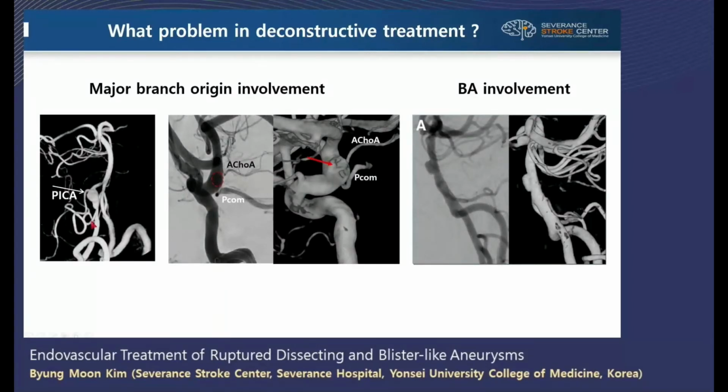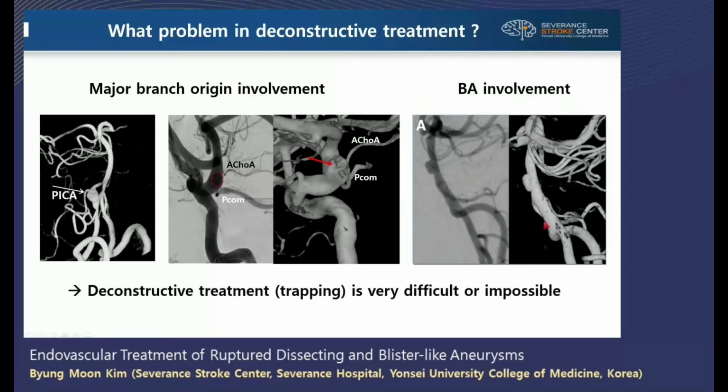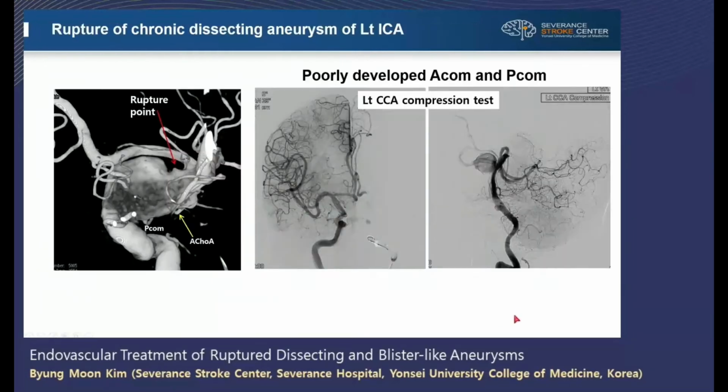These are examples. This ruptured dissecting aneurysm involved the PICA origin. In this ruptured blood blister-like aneurysm, you can see the anterior choroidal artery arising near the ruptured segment. This is a ruptured basilar artery trunk dissecting, maybe blood blister-like aneurysm. In this case, deconstructive treatment, internal coil trapping, is very difficult or even impossible.